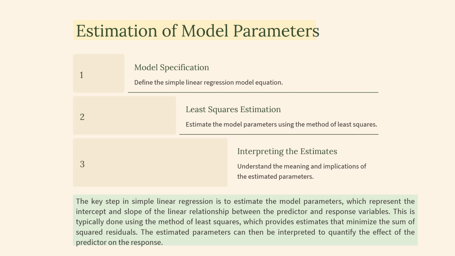The key step in simple linear regression is to estimate the model parameters, which represent the intercept and slope of the linear relationship between the predictor and response variables. This is typically done using the method of least squares, which provides estimates that minimize the sum of squared residuals. The estimated parameters can then be interpreted to quantify the effect of the predictor on the response.